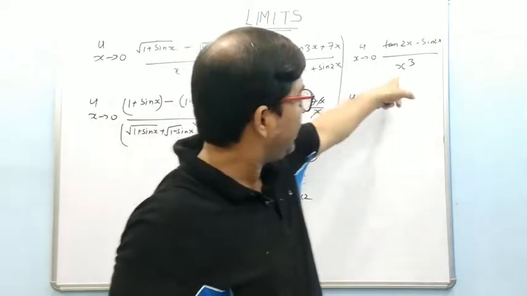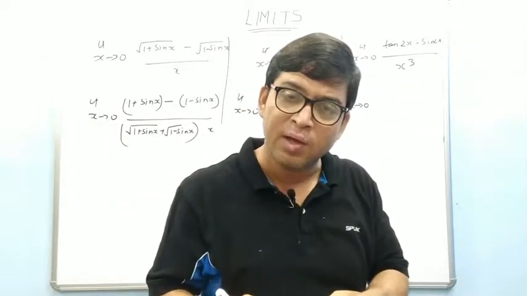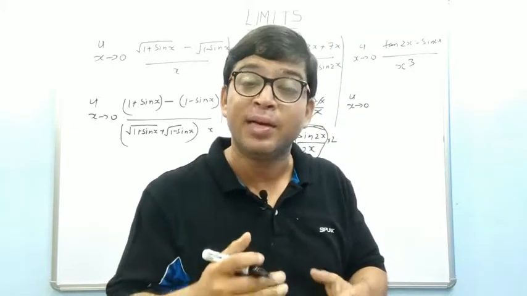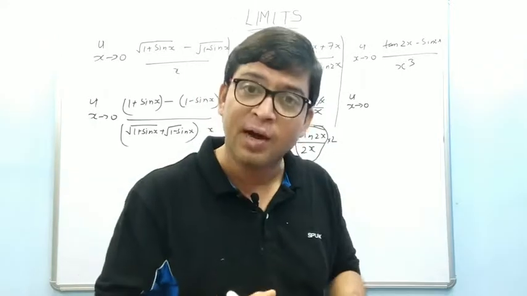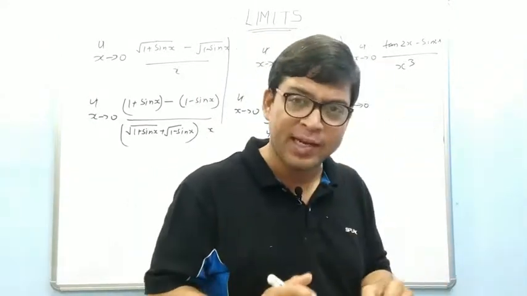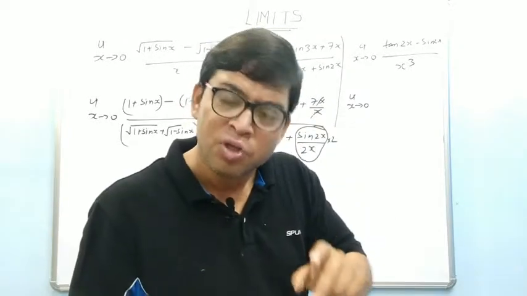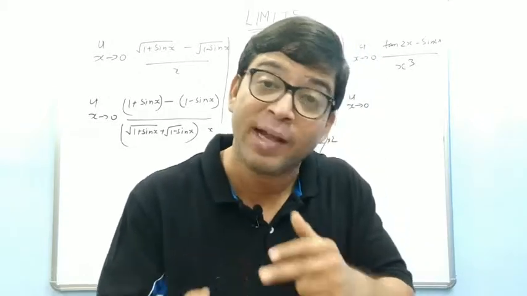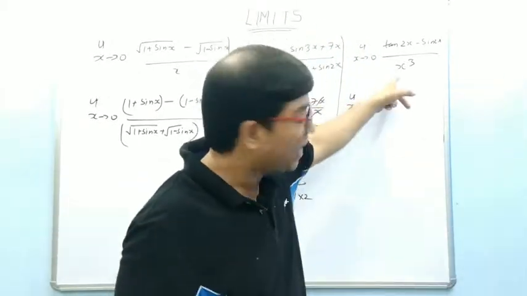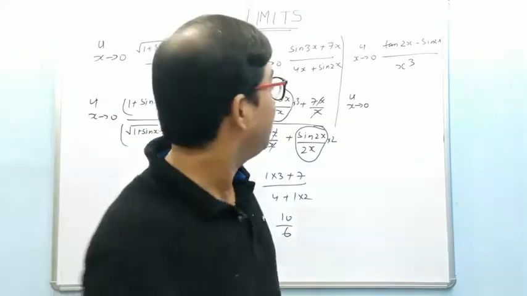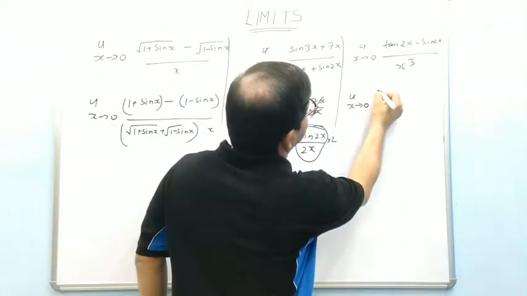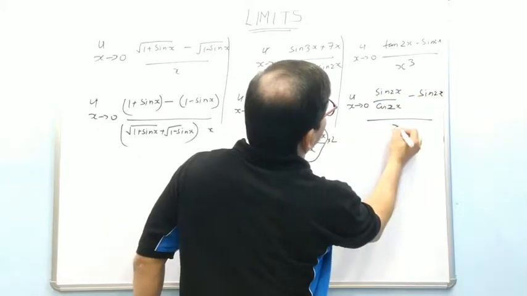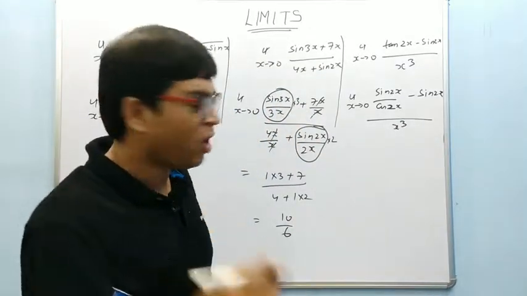Now see this problem. What we are seeing is that it is x cube in the denominator. So 3 times sine, that means sine cube should be there in the numerator to balance it out. That is the hint we are getting, or tan cube should be there. So our approach will be to bring 3 sines or tans in the numerator so that this can be balanced out. So if I just take the limit, I write it as sin 2x by cos 2x minus sin 2x by x cube. What I did here is just write tan as sine by cos.